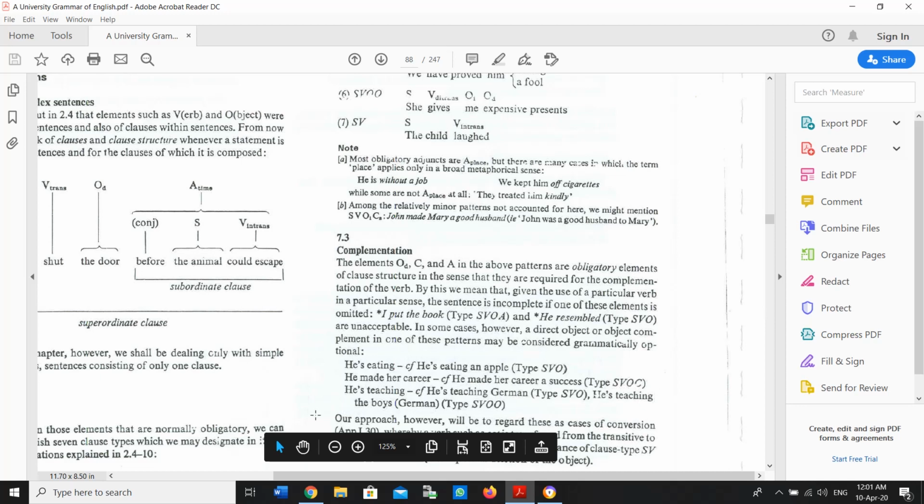This is SVOC. He is teaching. This is full meaning. I can transfer it by transformational relation to change the clause type to he is teaching German, SVO, or he is teaching the boys German, SVOO. So suppose in the exam, I will ask you to use transformational relation to change the clause type from SV to SVO, or from SVO to SVOC, and vice versa. From SVOC to SVO, you have to memorize them by heart. I want you to memorize these by heart.